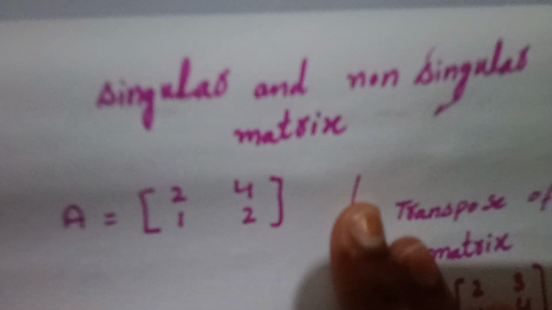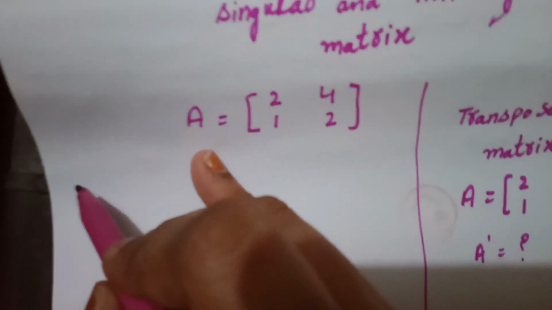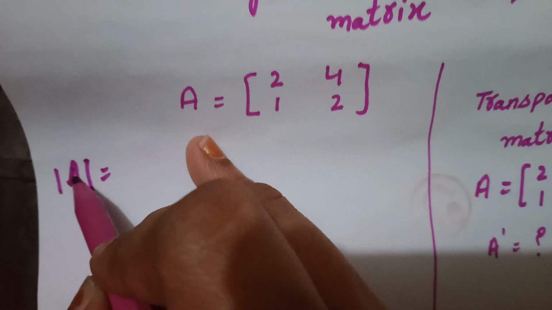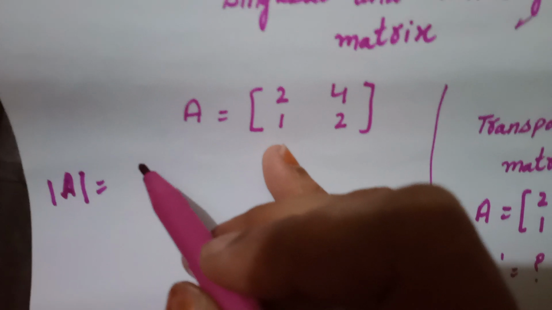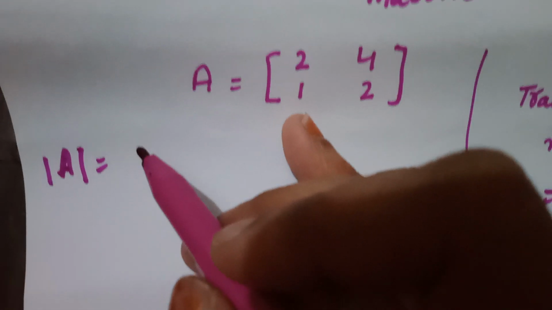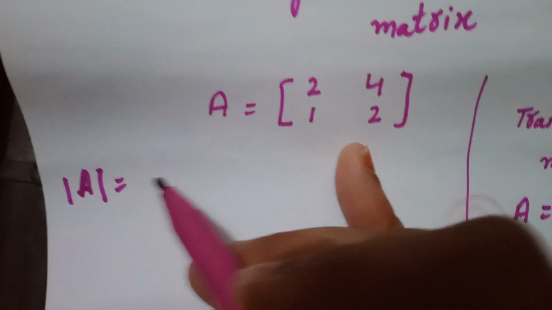Singular and non-singular matrix. Singular matrix: if the determinant of a matrix is 0, this is a singular matrix. If the determinant of a matrix is non-zero, this is called a non-singular matrix.